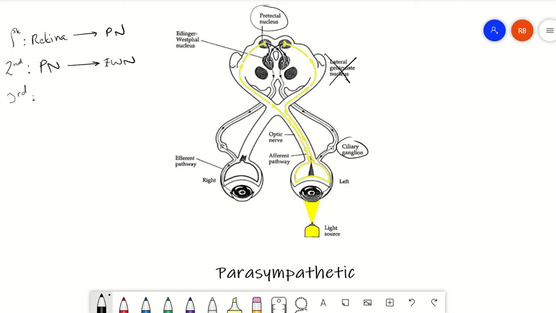So the third step goes from the EWN to the ciliary ganglion. I remember we said round about here is the path of cranial nerve 3 in the cavernous sinus.